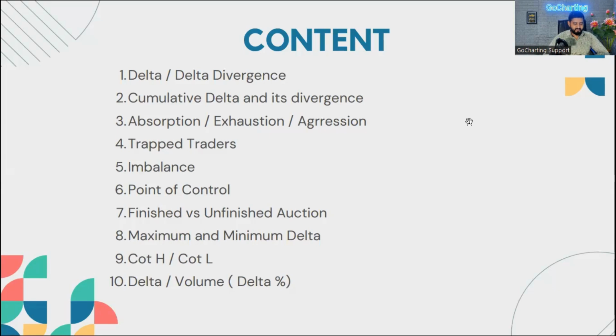Finished versus unfinished auction. How do we interpret max and min delta? We have already covered caught high and caught low, but we will see few examples on it. And then delta by volume. Again, we have covered it, but we'll see some examples over it.